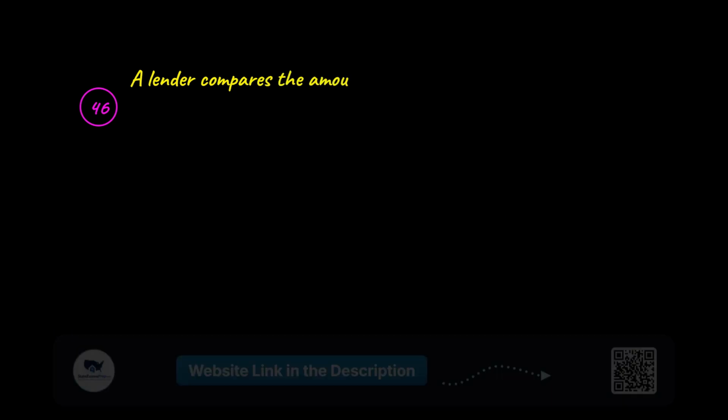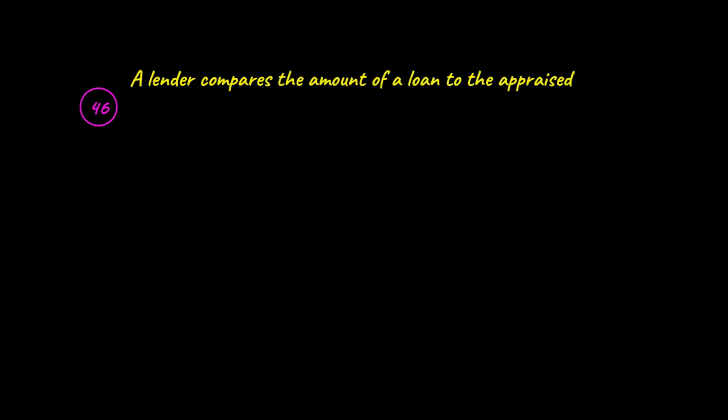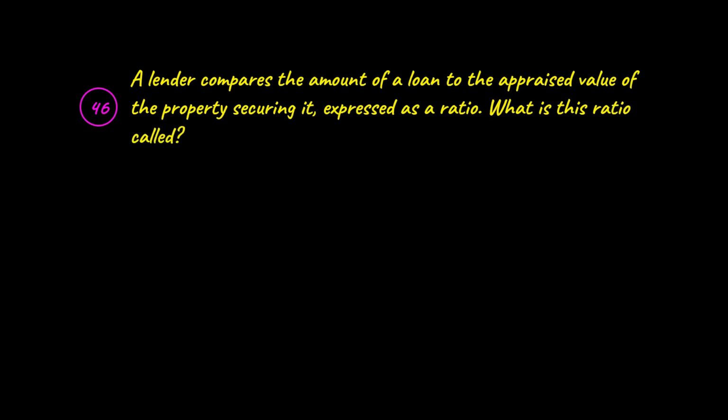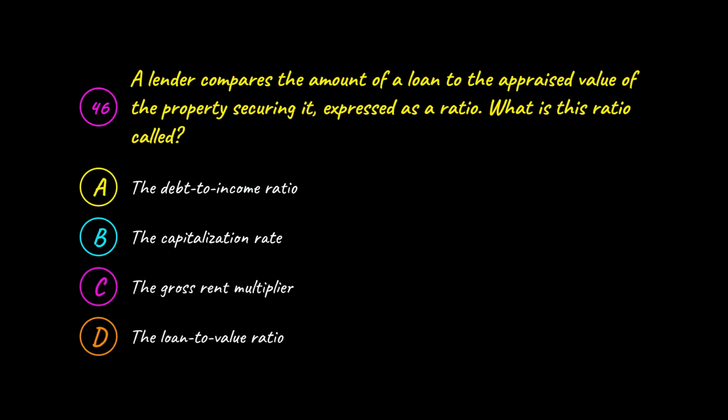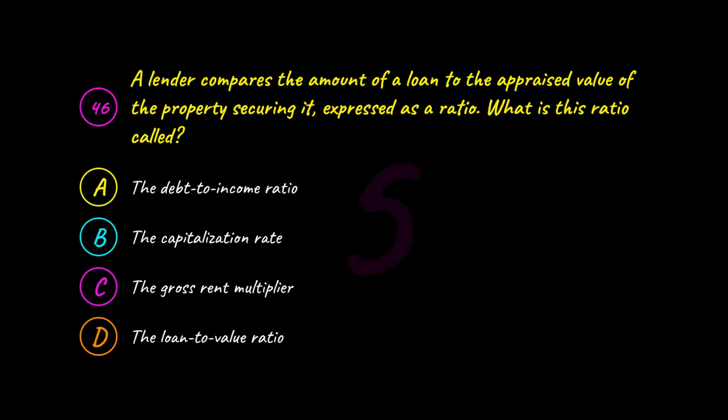Question 46. A lender compares the amount of a loan to the appraised value of the property securing it, expressed as a ratio. What is this ratio called? Your options are A, the debt-to-income ratio, B, the capitalization rate, C, the gross rent multiplier, D, the loan-to-value ratio. Which would you go with? Lock it in before the reveal.